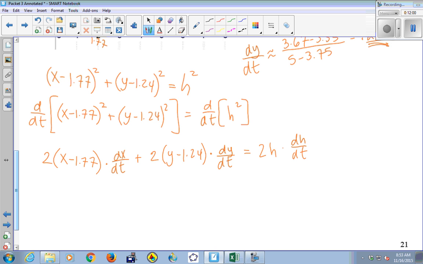It's easier to take the derivative this way, but that's just a personal preference. If you had the square root of the whole left side equaling h, there would just be more steps in taking the derivative of the left. Yeah, I'm looking for dh dt, but I'm not solving for it yet, right? I'm just taking the derivative of h squared. 2h, do the power rule, times dh dt, the chain rule.